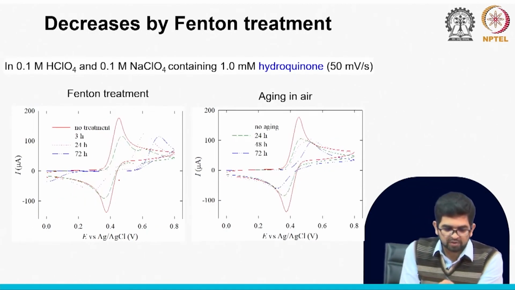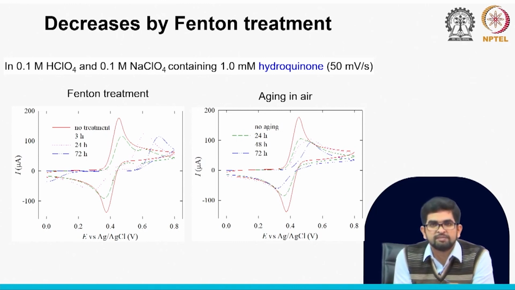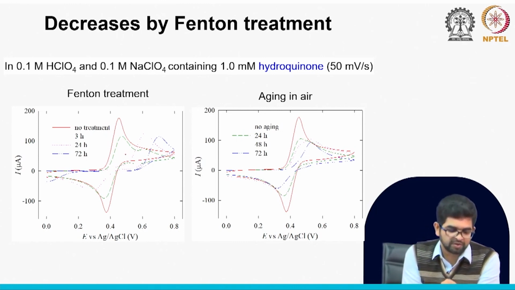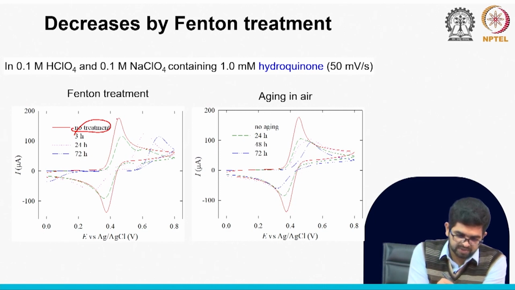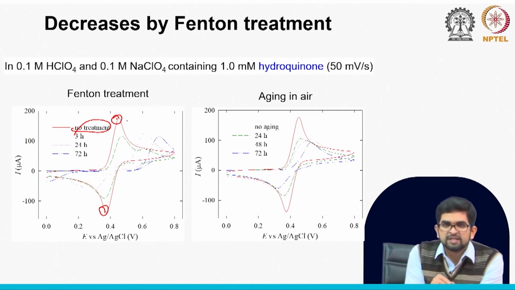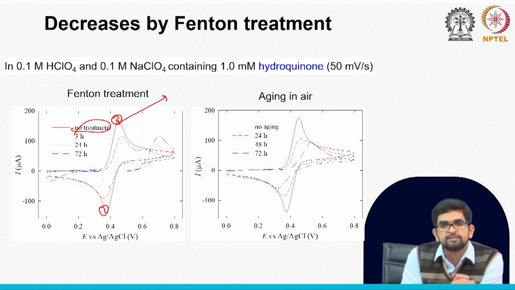So we checked this also for hydroquinone oxidation and reduction. Not only hydrogen peroxide, we checked hydroquinone. You see, with no treatment, when there was no Fenton, the oxidation peak and reduction peak are very close, right? This is called almost reversible or semi-reversible, because you can see the delta E value is very low, as the oxidation and reduction peaks are very close. So they are very much reversible.